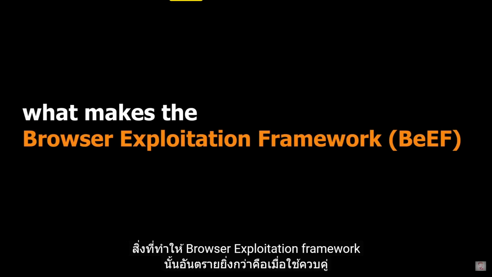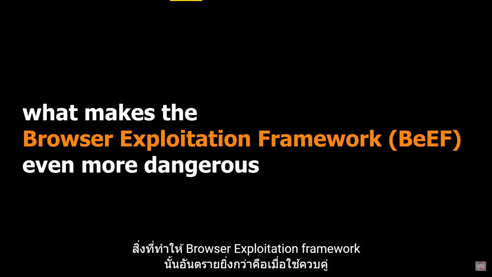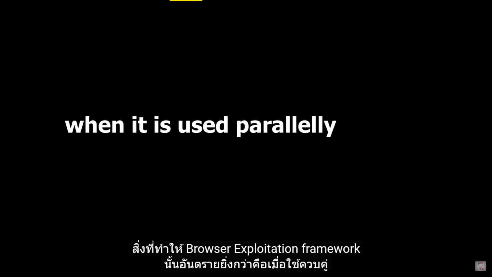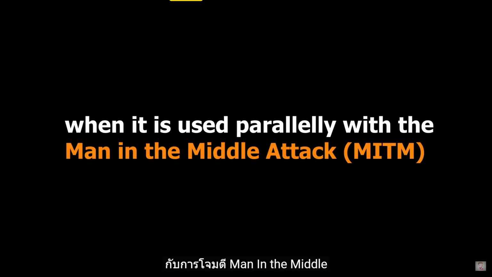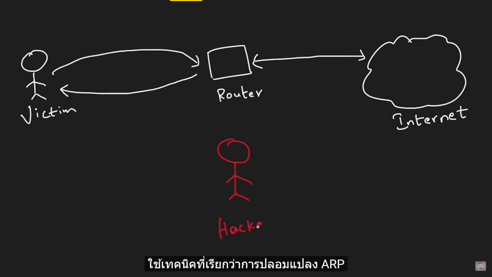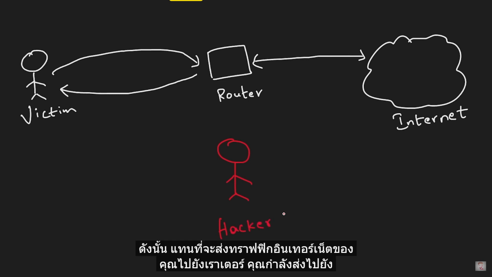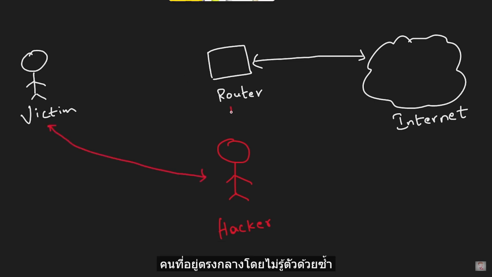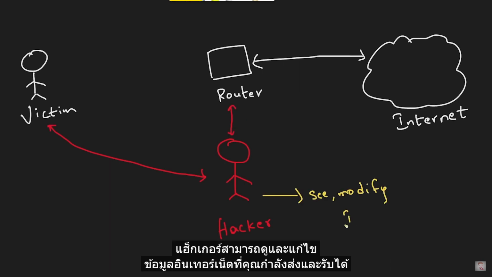What makes the browser exploitation framework even more dangerous is when it is used in parallel with the man-in-the-middle attack. In a man-in-the-middle attack, a hacker places himself between you and your router using a technique known as ARP spoofing. So when you're communicating with websites on the internet, instead of sending your internet traffic to your router, you are sending it to the man in the middle without even knowing it. The hacker can now see and even modify the internet traffic you're sending as well as receiving.